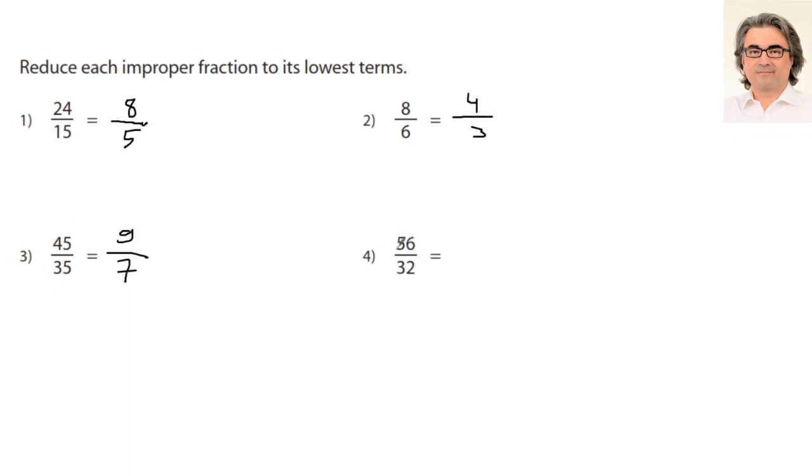What about 56 and 32? If you divide by 4, you will get 14 for 56 and 8 for 32. What about 14 and 8? Yes, you may divide them by 2 again. If you divide both by 2, you will get 7 for 14 and 4 for 8. That's all. 7 and 4 have no common divisor greater than 1. 7 over 4 is the simplest or lowest form of 56 over 32.